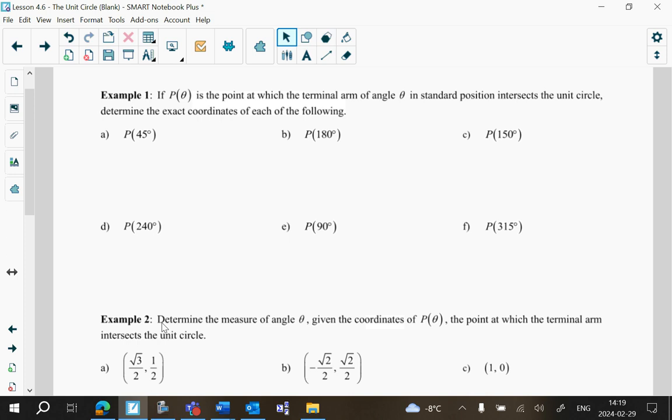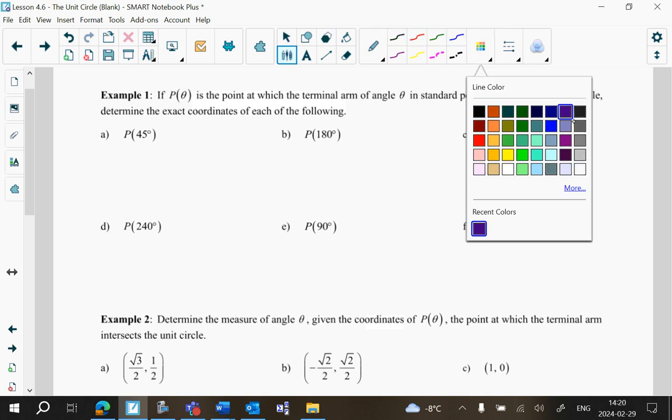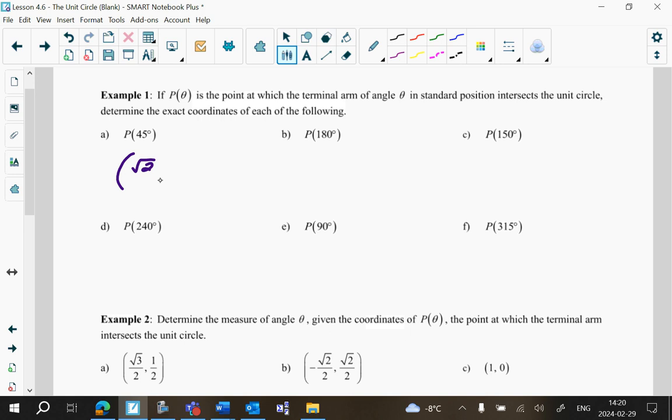But here's a couple of different types of questions. Here, I gave you guys individual ones like this yesterday. I give you the angle, you tell me the point. What's the point on the unit circle when the angle is 45 degrees? It's the root 2 over 2's. Root 2 over 2, comma root 2 over 2.